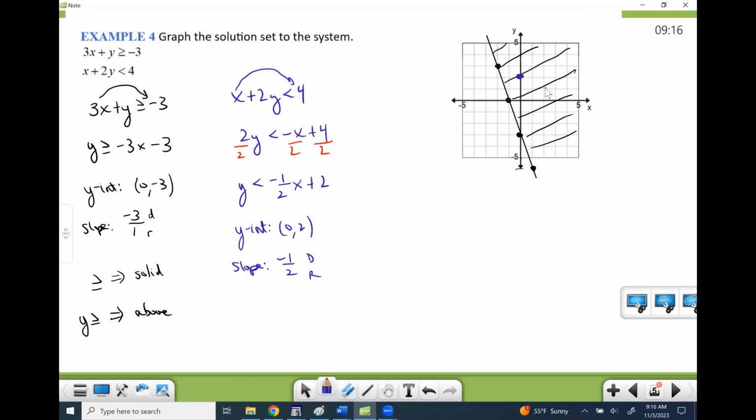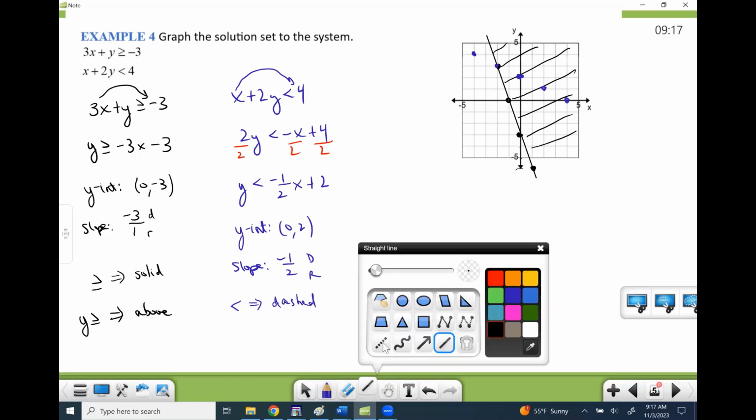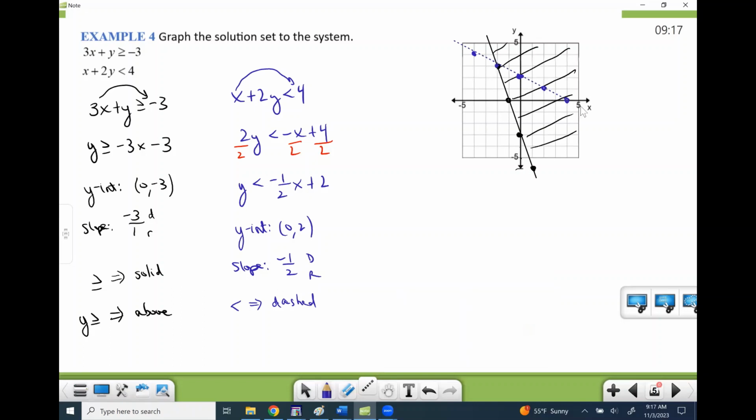We're going to go down 1, right 2, down 1, right 2, or up 1, left 2, up 1, left 2. Now, because the inequality is a less than and not a less than or equal to, that implies that this is going to be dashed. So let's go ahead and make a dashed line. Okay, and then because it is y is less than, that implies that we're going to shade below. So this way for the blue line.